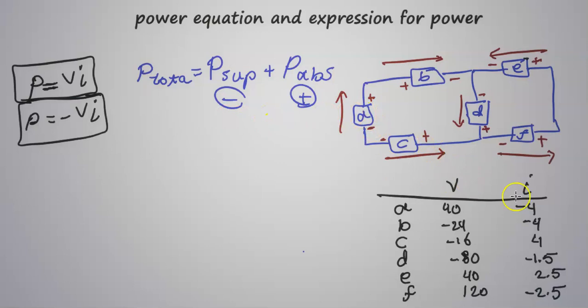For element A, let's say we have P A equals. We look at the current and see whether it is reaching the negative terminal or positive terminal. Here it reaches from negative to positive, so we use this equation, and we shouldn't forget the negative sign of the equation. So negative 40 times negative 4: negative times negative is positive, and these two multiplied are positive 160. Which means element A absorbs power.